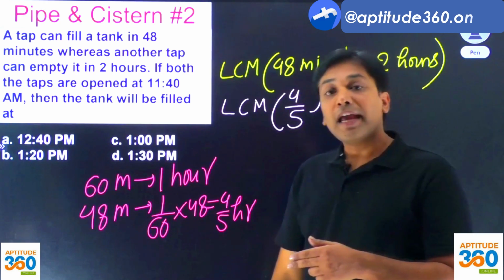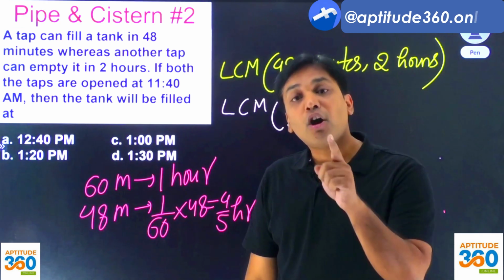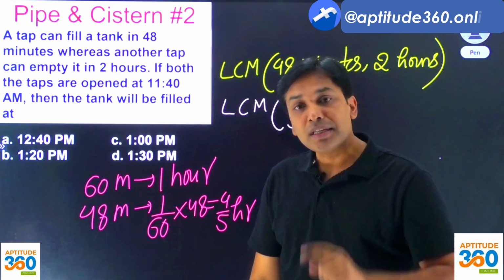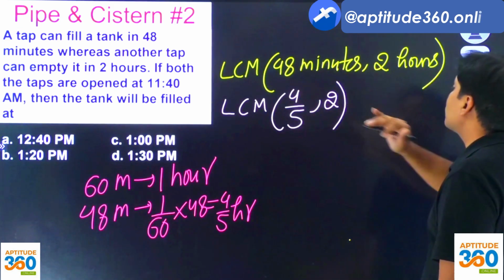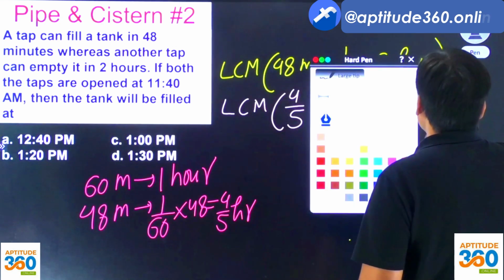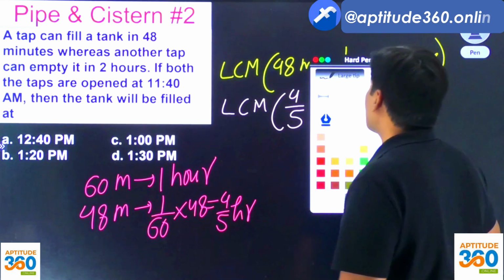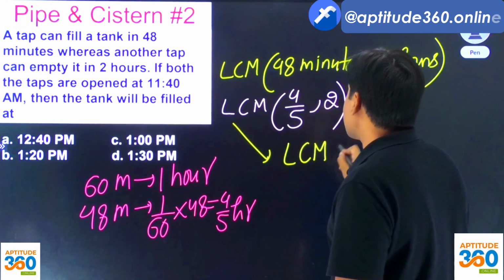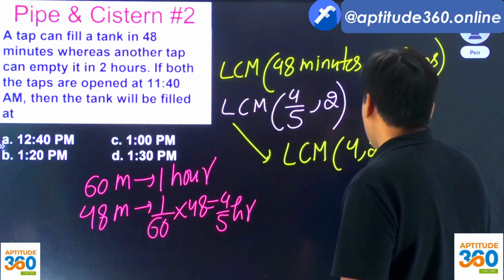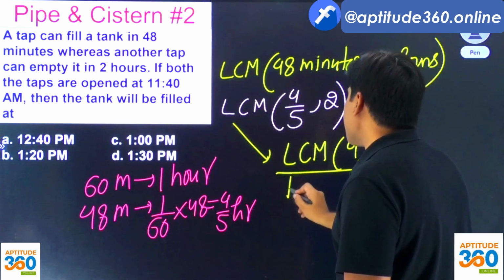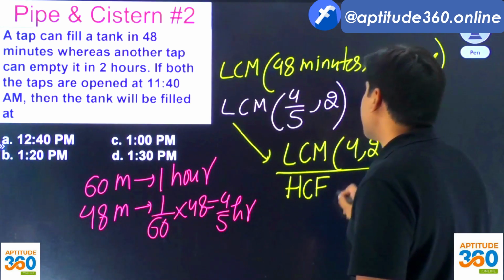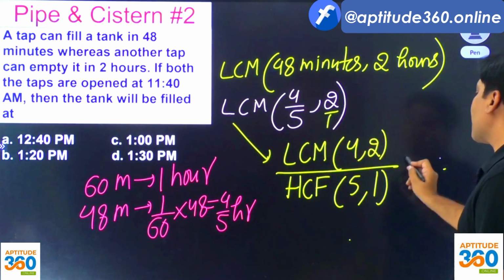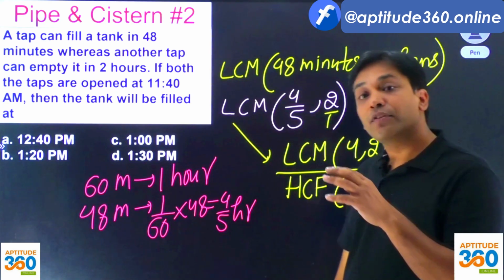Now, I have made 7 videos for you on LCM and HCF. If you watch those videos, you will become a champion in this topic and you would know how to find the LCM of fractions. In order to find the LCM of fractions, we take the LCM of numerators and then we take the HCF of denominators. That's pretty simple. So this is 5. Since there is nothing, this is going to be 1. That's how we find the LCM of fractions.